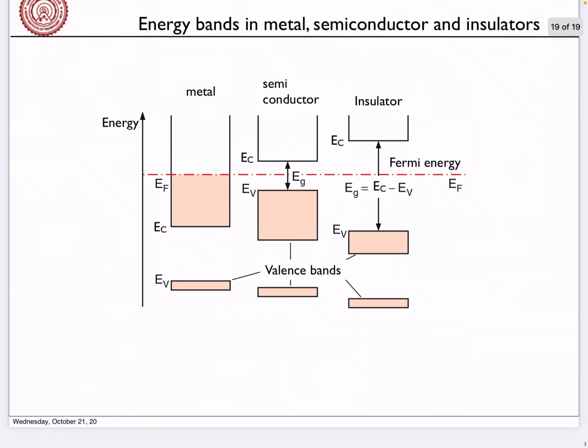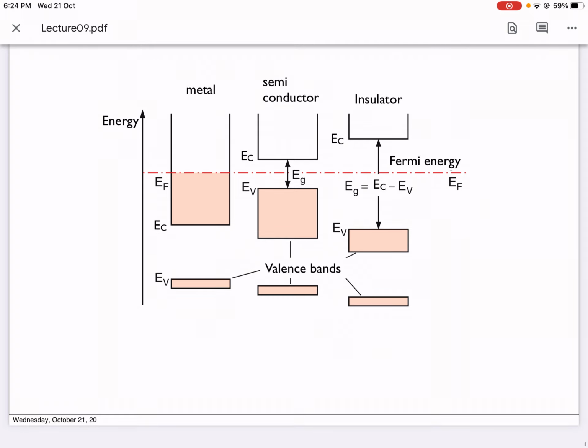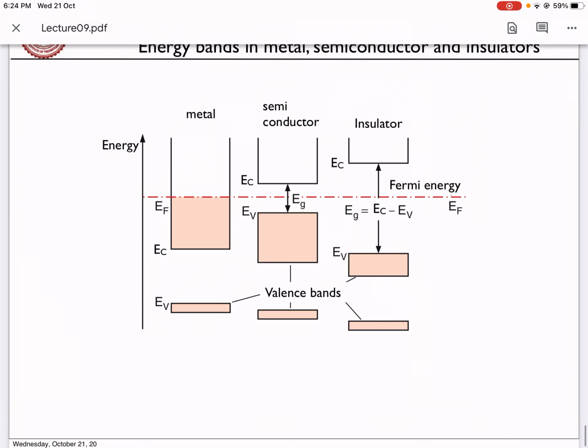But for an insulator, EG is much larger. So you see the valence bands here. This is how you classify the band structure at T equal to 0, that is, absolute zero temperature. With the band structure you can classify metals, semiconductors, and also insulators.